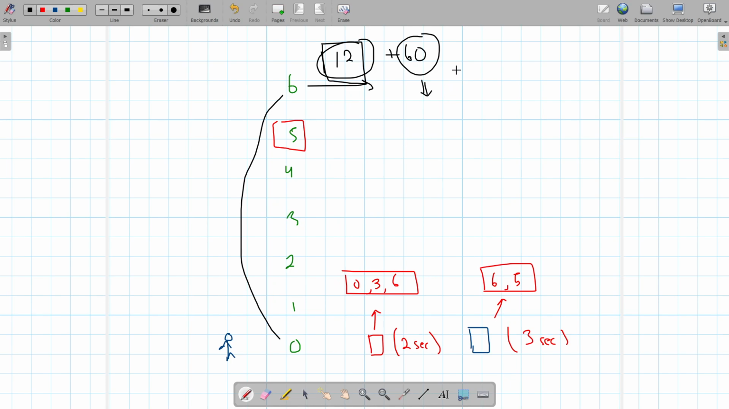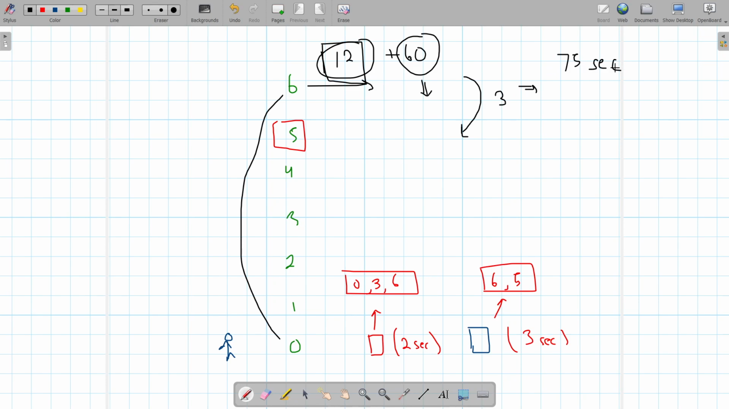And now from here you can go to the fifth level, because this elevator cannot access the fifth level, but this one can. And this will take another 3 seconds. So the answer will be 12 plus 60 plus 3, which is 75 seconds.